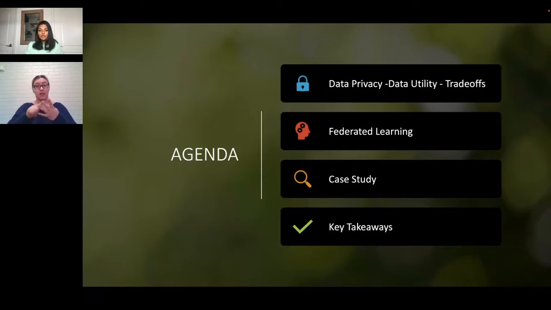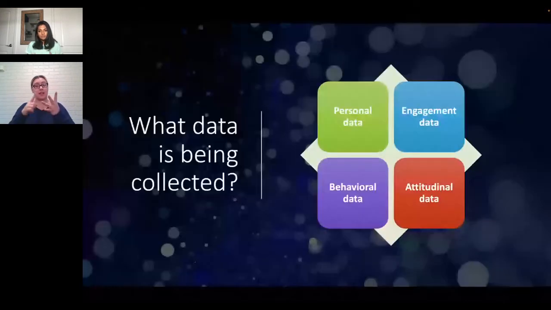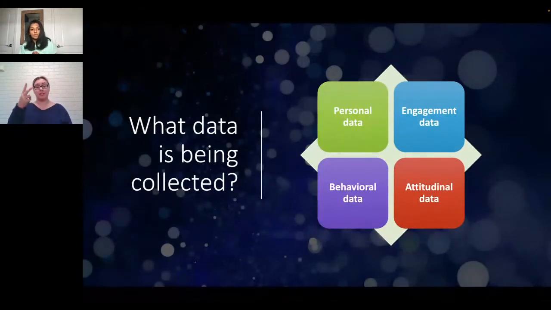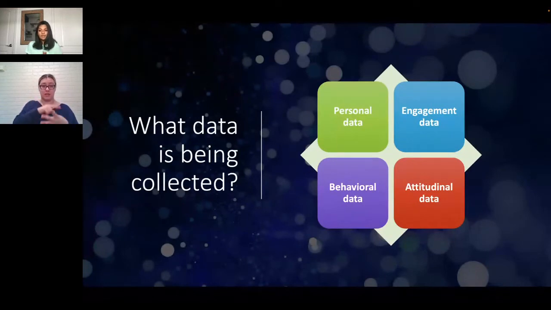So let me start with the kind of data that's being collected by B2C companies or any kind of platforms that we are using, right? They can be categorized into four categories. One is personal data, the second is engagement data, the third is behavioral data, and the fourth is attitudinal data. Under personal data, we obviously have information about the person, their preferences, their interests, their PII information, and any kind of other sensitive information.